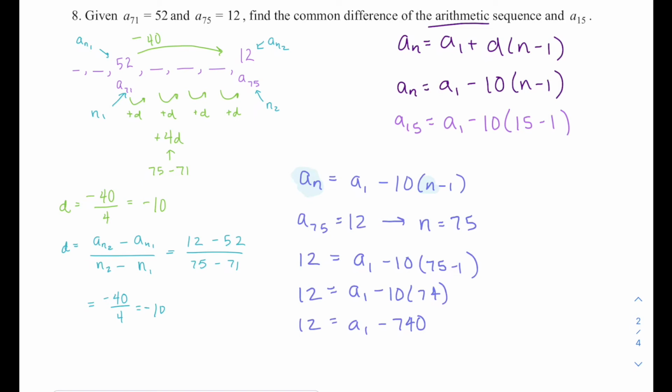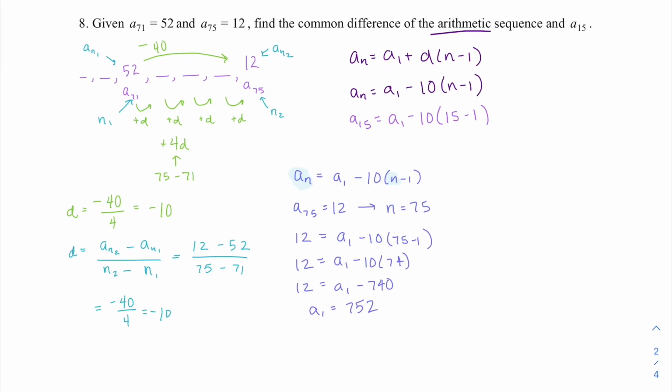I'll add 740 to both sides. I'll add 12 to 740, and I'll get that A1 is 752. So now I can plug that in here and actually calculate my 15th term. Again, I have my A1, and my explicit formula is an equals 752 minus 10 times n minus 1, and I can find the 15th term by inputting 15 for n.